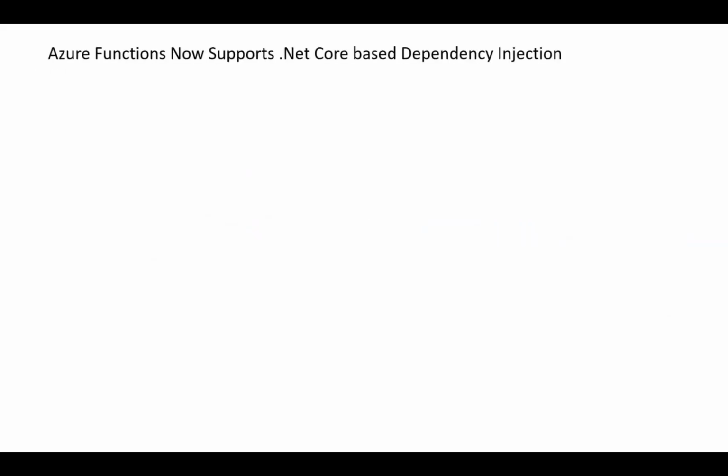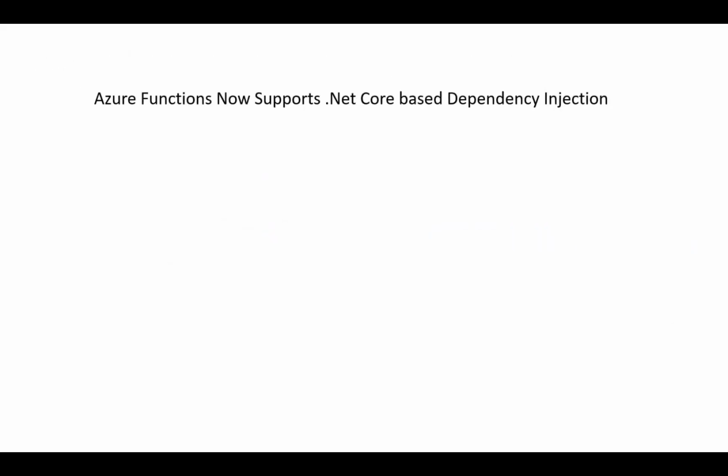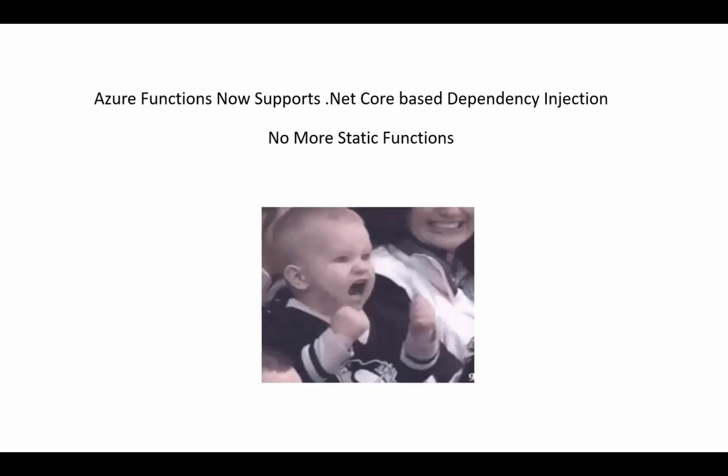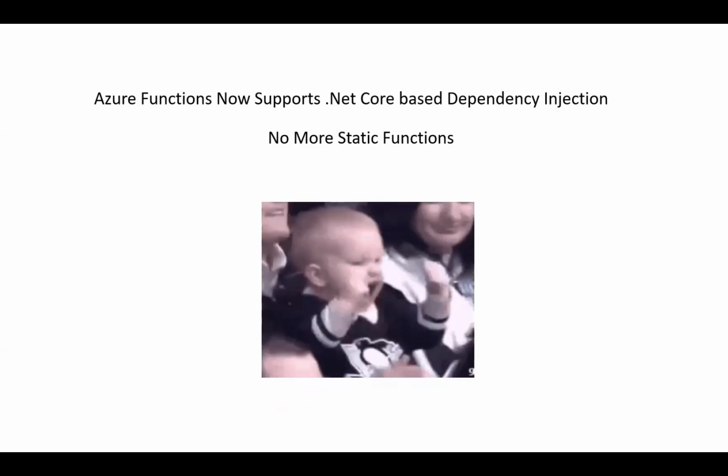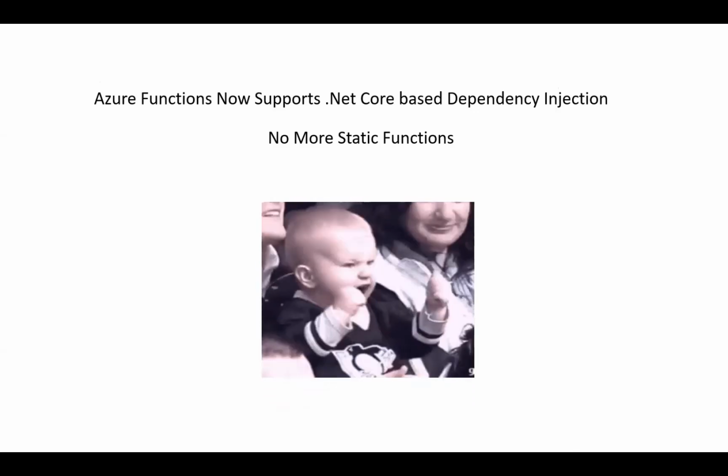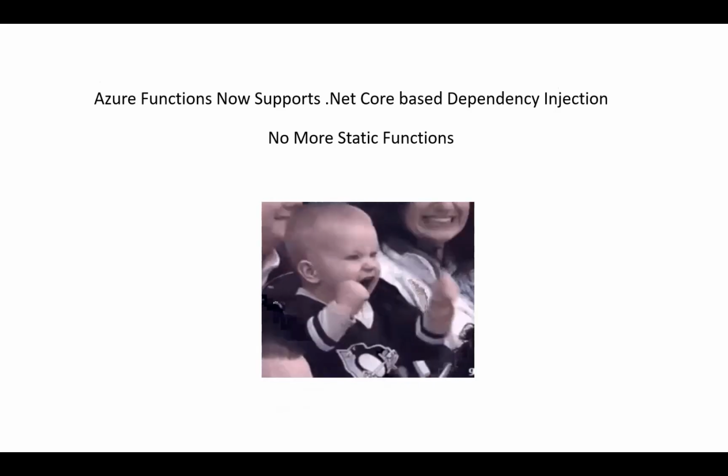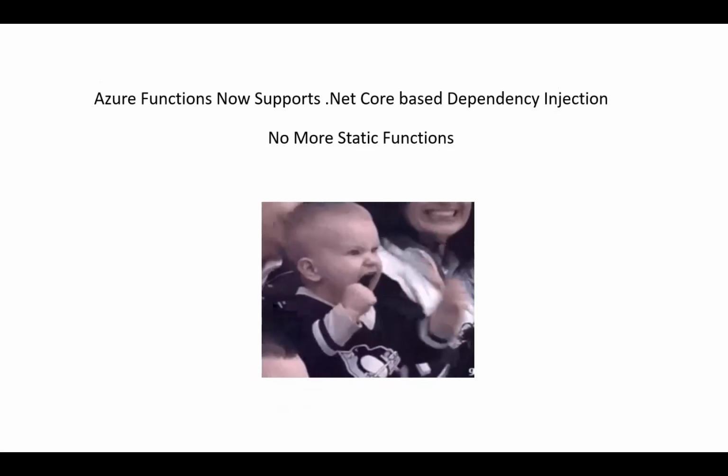Recently I heard an announcement which said that Azure Functions now support .NET Core-based dependency injection, which basically means no more static functions. So when I read this and successfully implemented dependency injection in non-static Azure Functions, my reaction was like this. I was really happy. So, no more static functions.